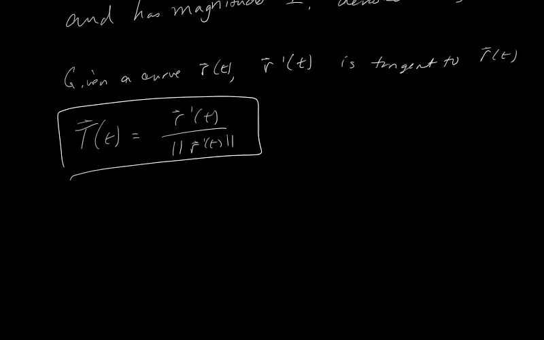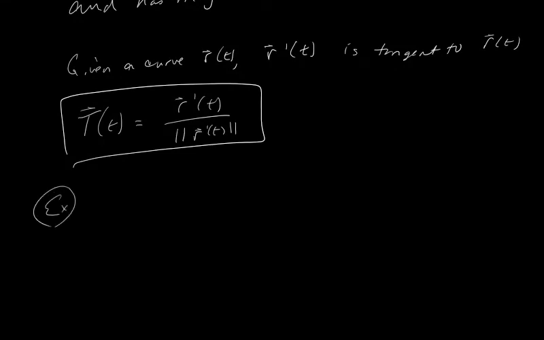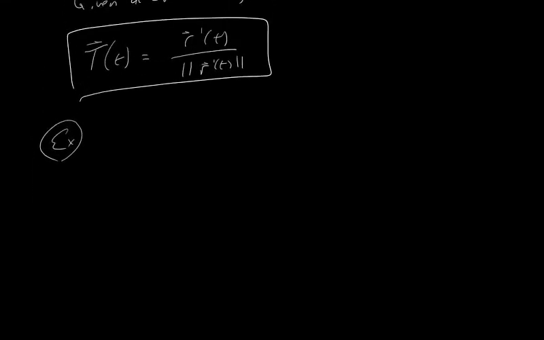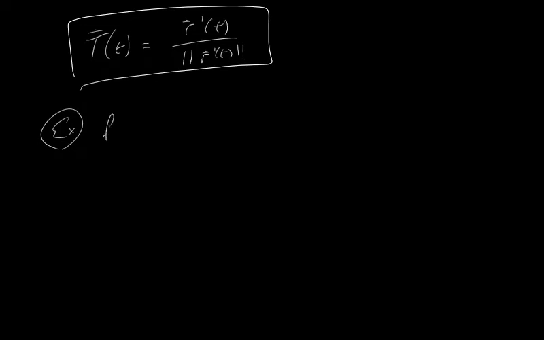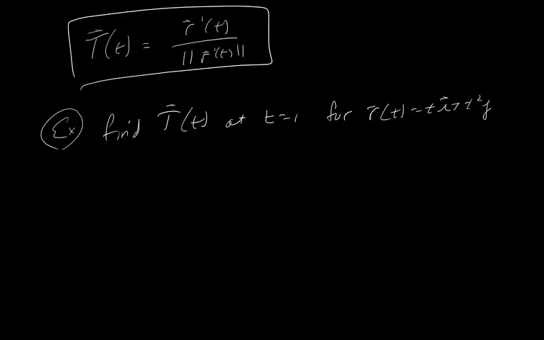All right, so let's do an example. Find the tangent vector T of t at t equal to 1 for r of t equal to t in the i direction plus t squared j. Okay, so first things first, we find r prime of t. So that's going to be i plus 2t j. There we go. Now we normalize it.